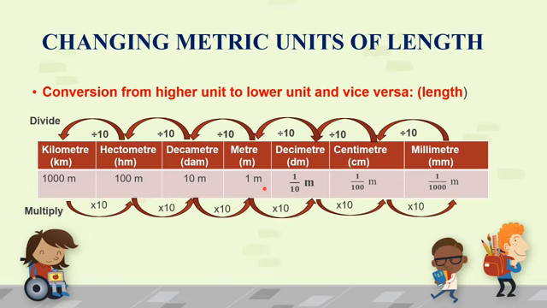So if you have arranged it like this, then you know the values: 1 is your base unit, then 10, 100, 1000, and 1 by 10, 1 by 100, 1 by 1000. After having made this place value chart, your conversion will become so simple and easy for you.